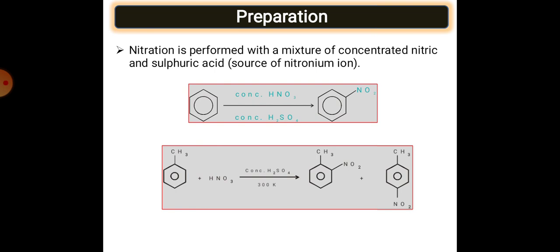In toluene, methyl gives electron density to the benzene ring, and for that reason the ortho and para positions are somewhat rich. So the incoming NO2 group will only be substituted at the ortho and para positions, not at the meta. So that's why you get this. Okay, this one. So let's see the mechanism of this reaction.